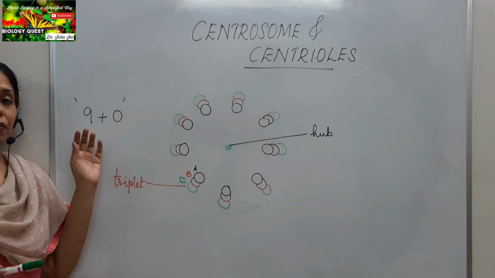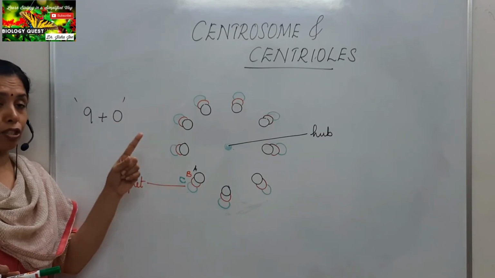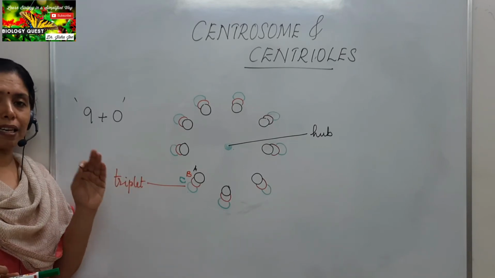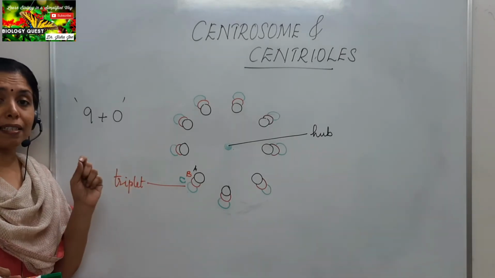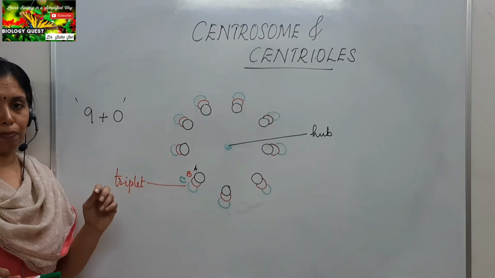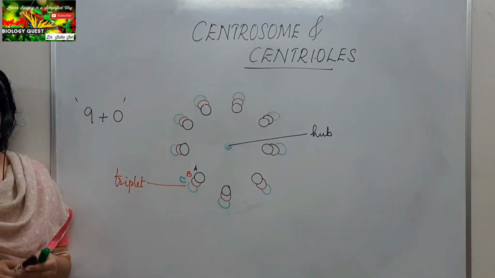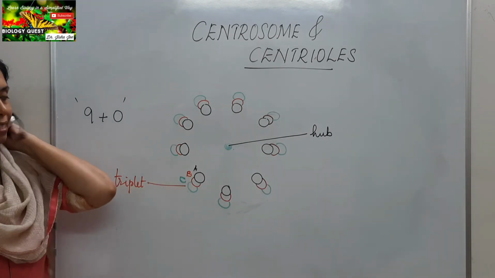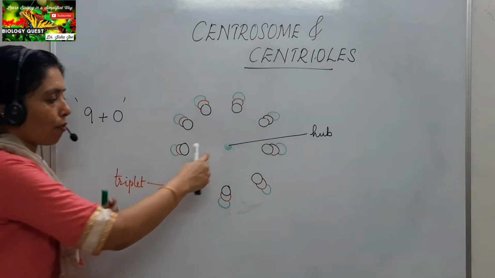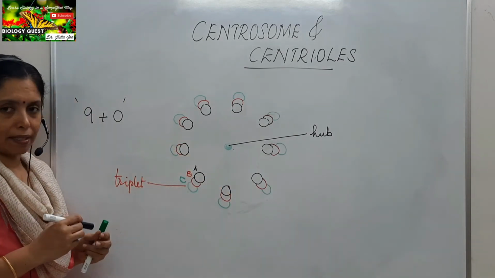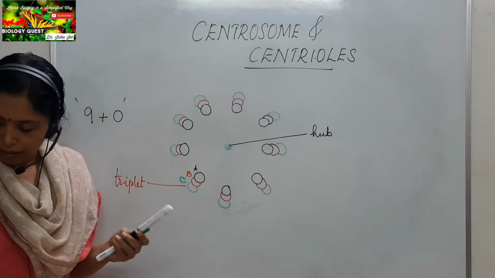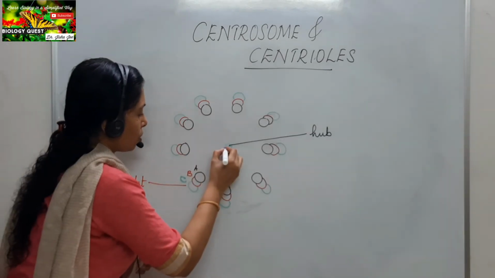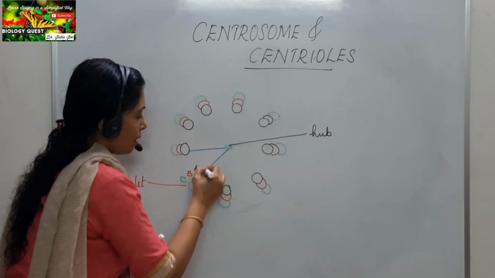So remember, the arrangement of microtubules in centrioles is the 9+0 arrangement, whereas in the case of flagella and cilia it is the 9+2 arrangement. Please don't forget that. Now, this central hub is in turn attached to each of the triplets. Can you see the attachment there?